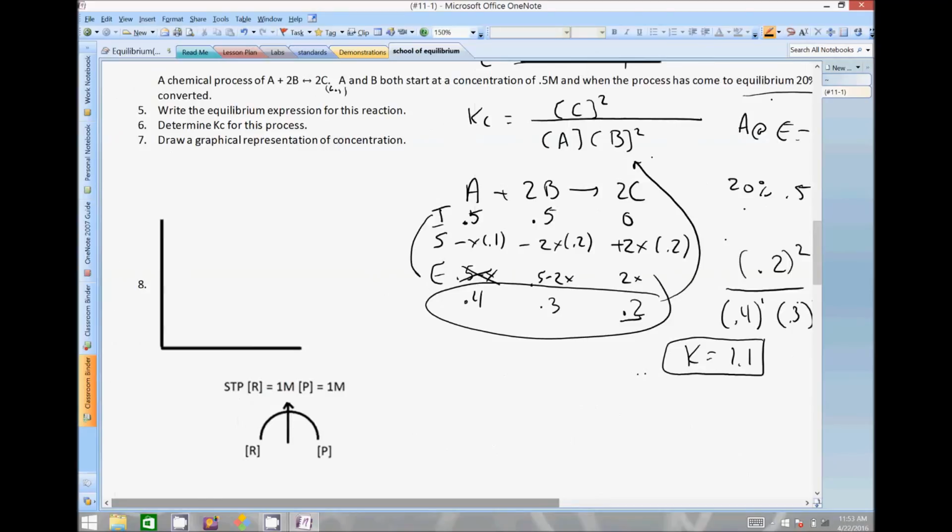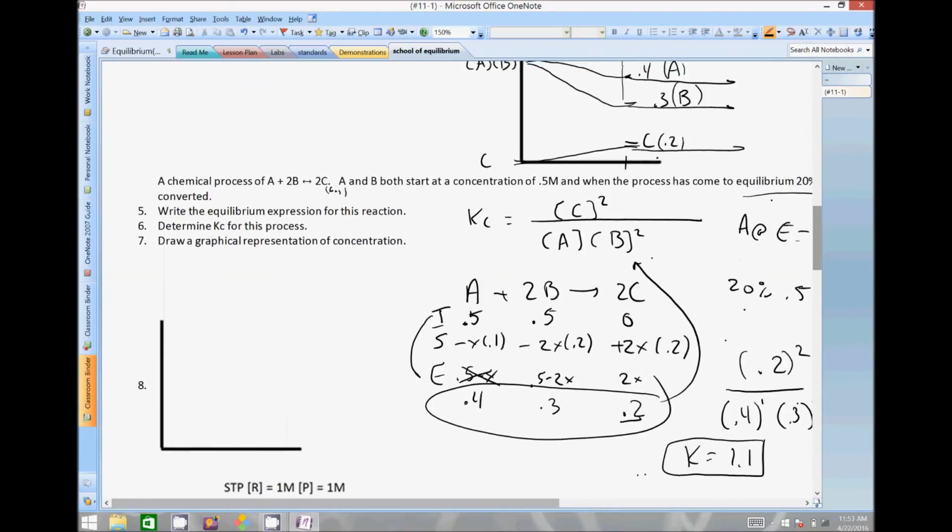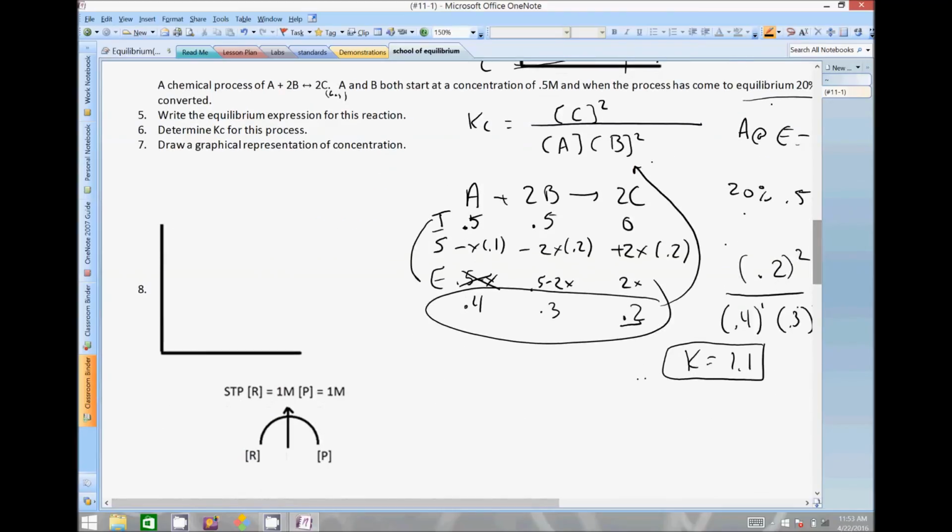This is the first half of that particular page. You should finish the second half on your own. Thank you very much.